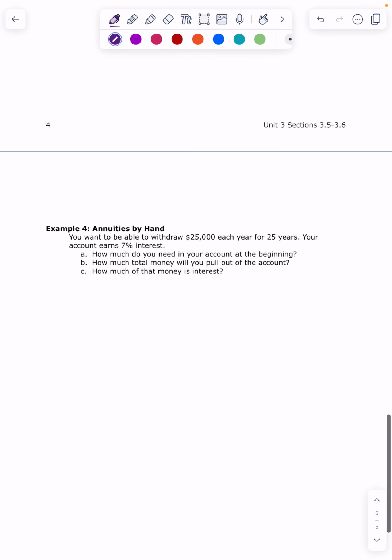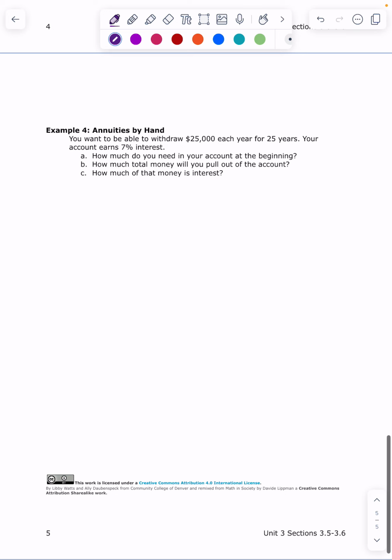Okay, we have one last example. This is one where we have to do it by hand. So you want to be able to withdraw $25,000 each year for 25 years. So we'll highlight that. And we get 7% interest. How much do you need in the account at the beginning? How much total money do you pull out of the account, and how much money is interest?